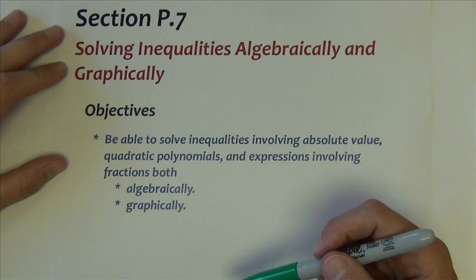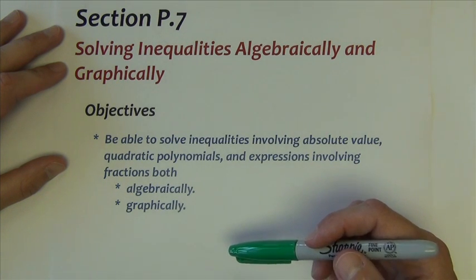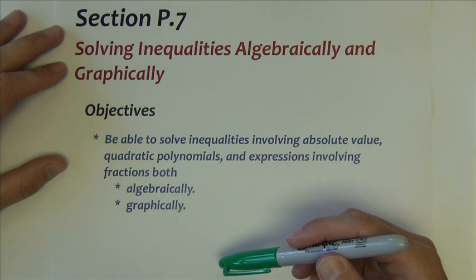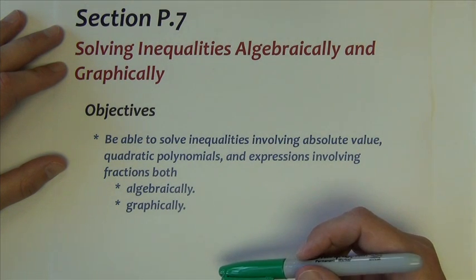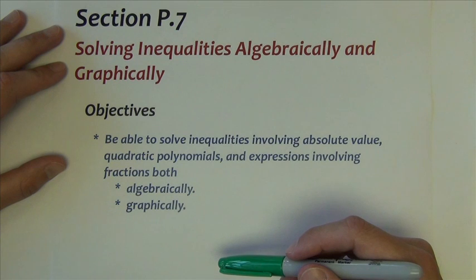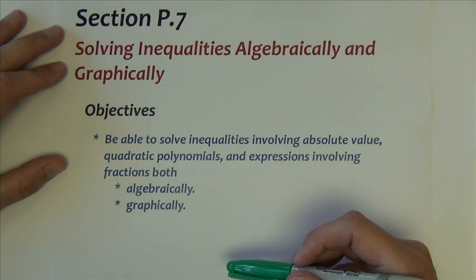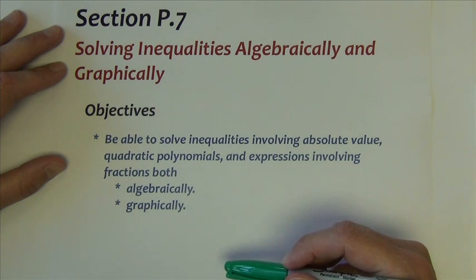The final section of the prerequisite chapter, P.7, is titled Solving Inequalities Algebraically and Graphically. We're going to look at a few different types of inequalities, mainly absolute value and quadratic, and how we can solve those. And then we'll also do a little application at the end.